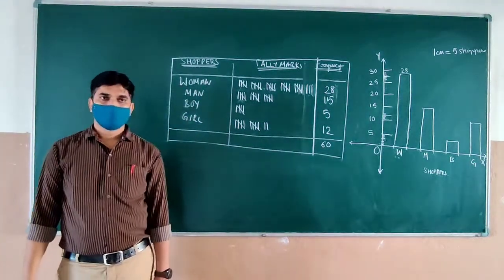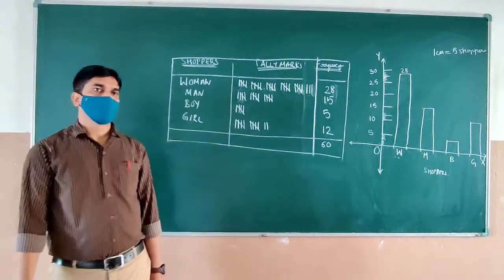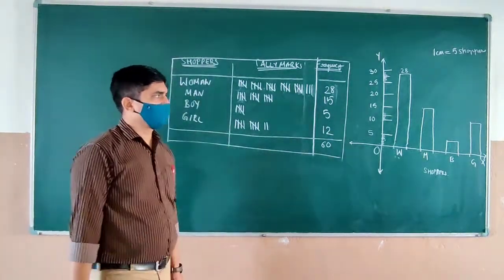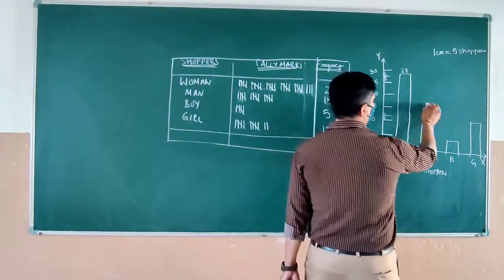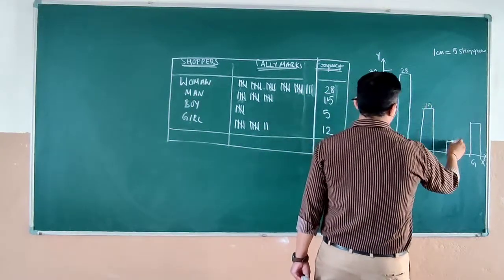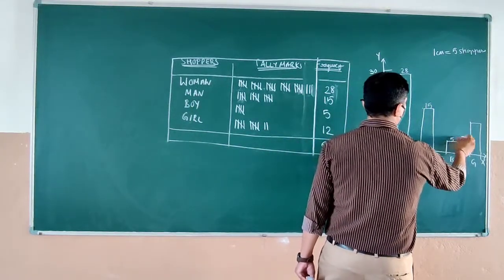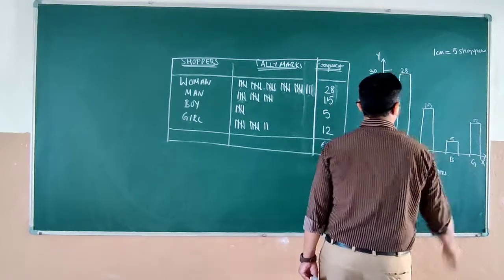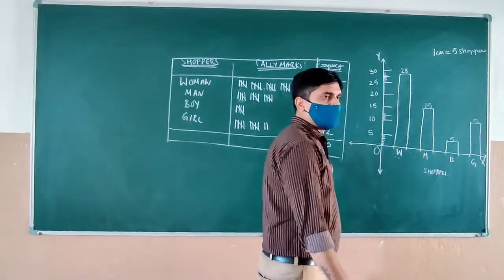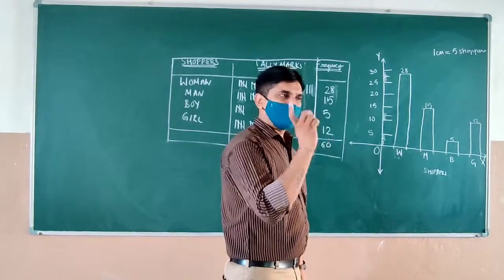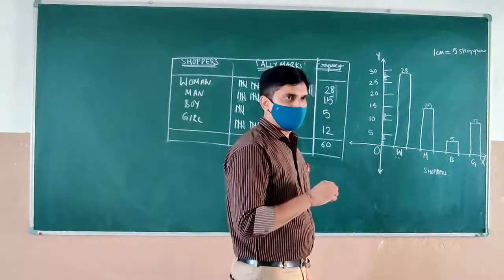Clear? Sir, we have to write about 28. You can write. Then you can write 28. Here you can write 15. Here you can write 5. Here you can write 12. But it should be 12. Huh? You are writing 12. That doesn't mean it will be 12. It should be 12. Okay?